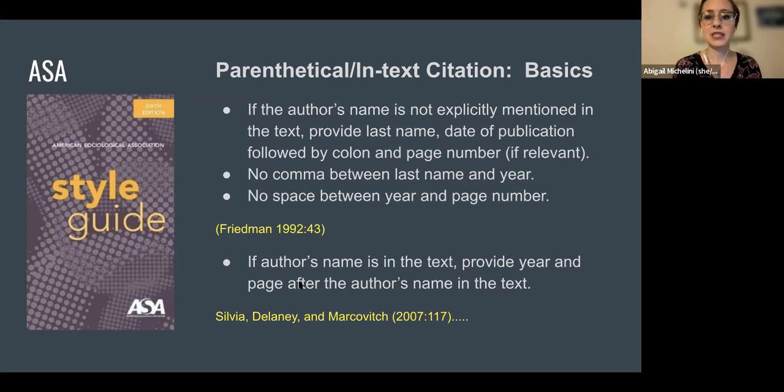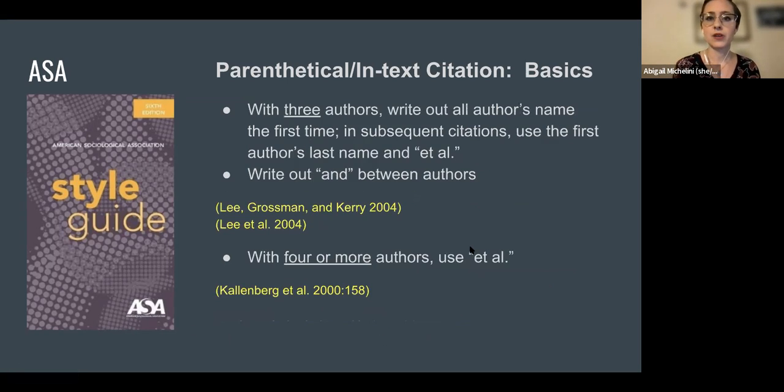If the author's name is in the text, you just provide the year and the page number in the parentheses, like the narrative citation. With 3 authors, you write out all authors' names the first time, and then the second time you can use et al. In APA you can always use et al. if it's 3 or more, but in ASA you have to list them the first time. You write out "and" rather than the ampersand. With 4 or more authors, you can always use et al.